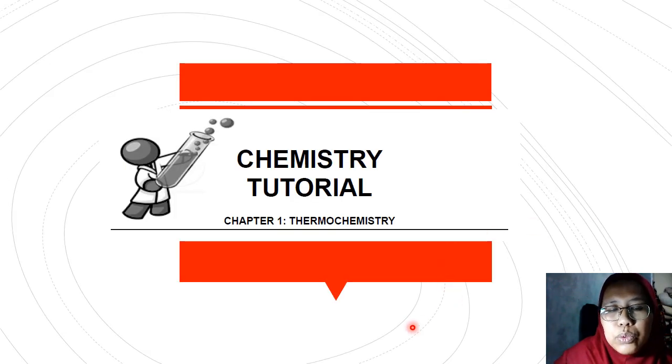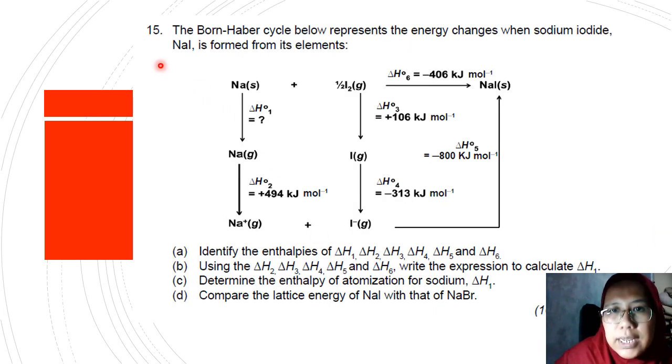Next, I want to give you all the questions in the tutorial part of the course book for Born-Haber Cycle. Question number 15 is regarding sodium iodide. So you need to identify what are the enthalpies of delta H1 until delta H6, formulate or derive a formula, find the enthalpy of atomization of sodium, and compare the lattice energy. The answer is given to you there, the final answer.